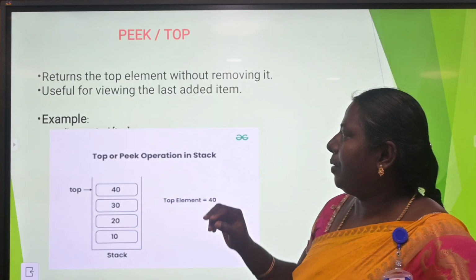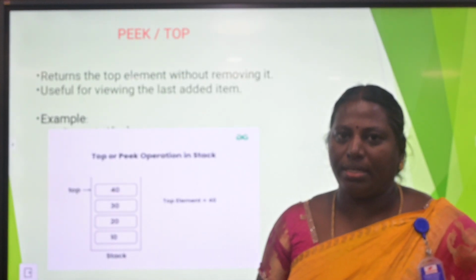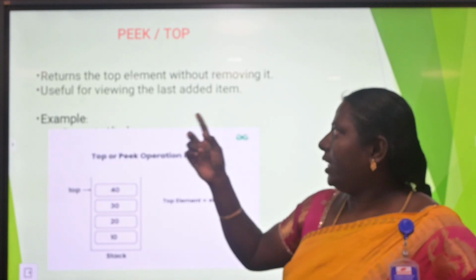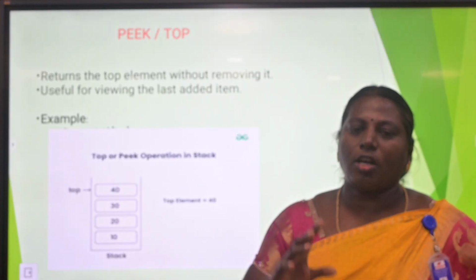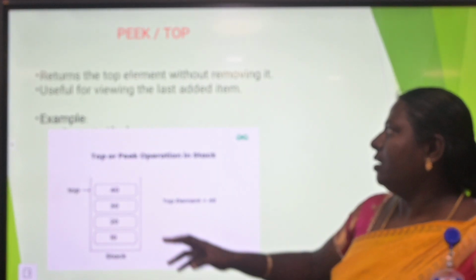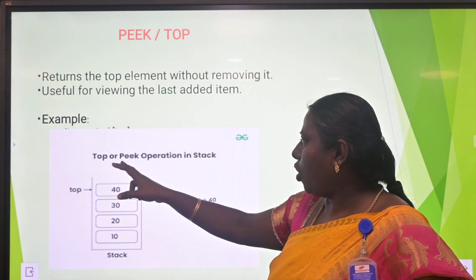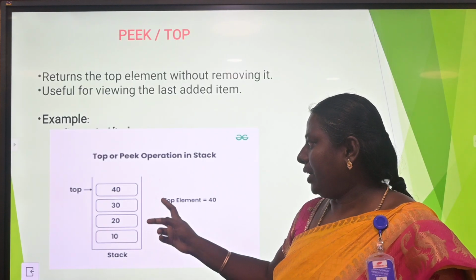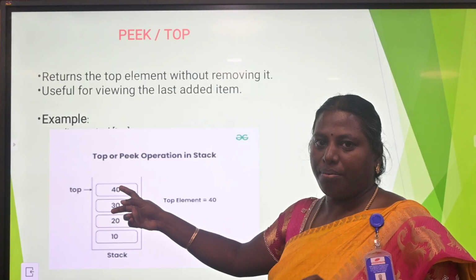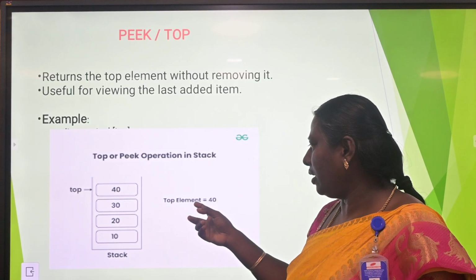The next one, peek. Peek means return the top element. That means we can return the top element without removing it. That means we can see only the top element in the stack. For example, top or peek, we are considering 4 elements in the stack. First we can see the top element. The top element present is 40.